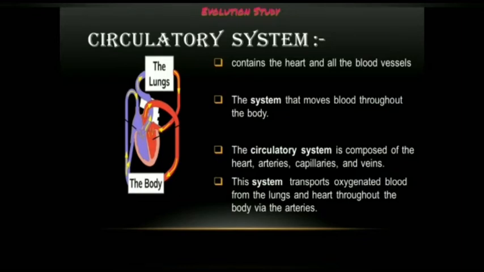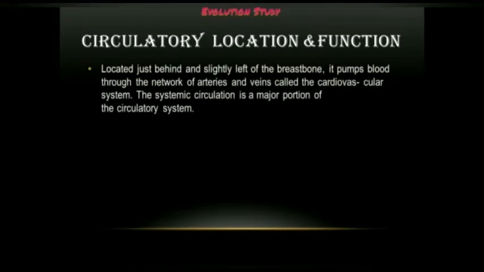We all know that it consists of the heart and all the blood vessels, the system that moves the blood throughout the body. The circulatory system is composed of the heart, arteries, capillaries and veins. This system transports oxygenated blood from the lungs and heart throughout the body via the arteries. The circulatory location and function.